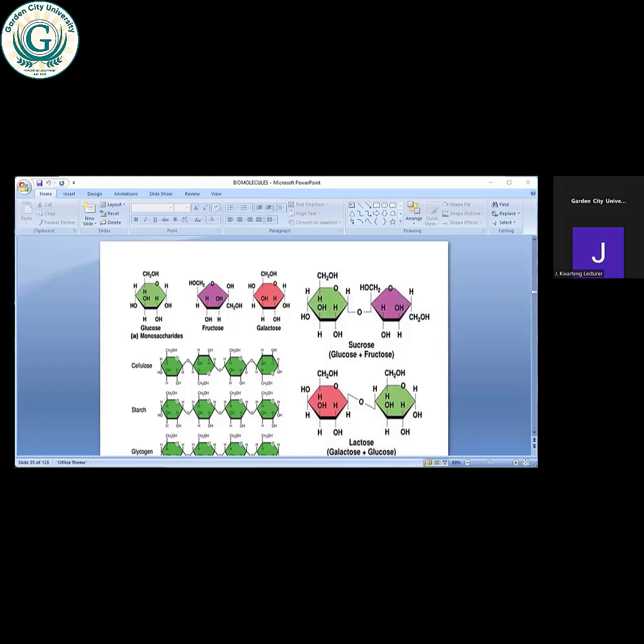Stachyose. So you have raffinose. Then we have stachyose. Then we have what we call verbascose. Okay. These are all considered as what? Oligosaccharides. Galactose, glucose, lactose.